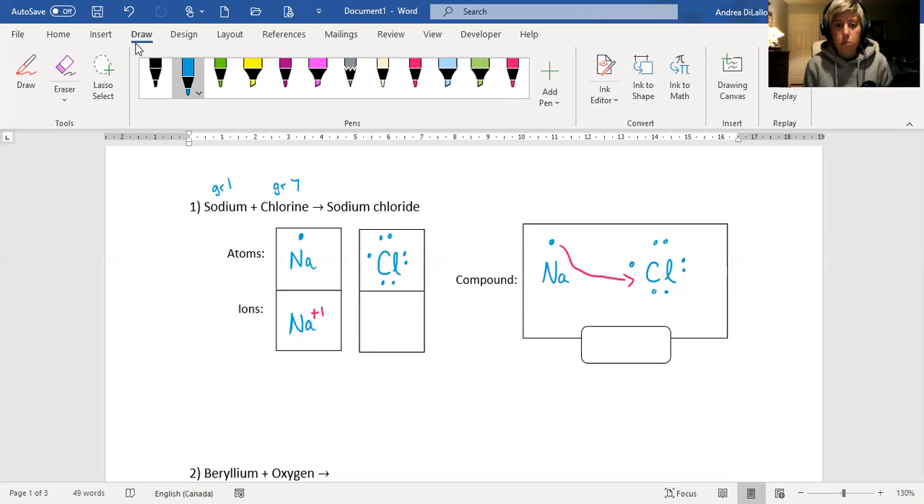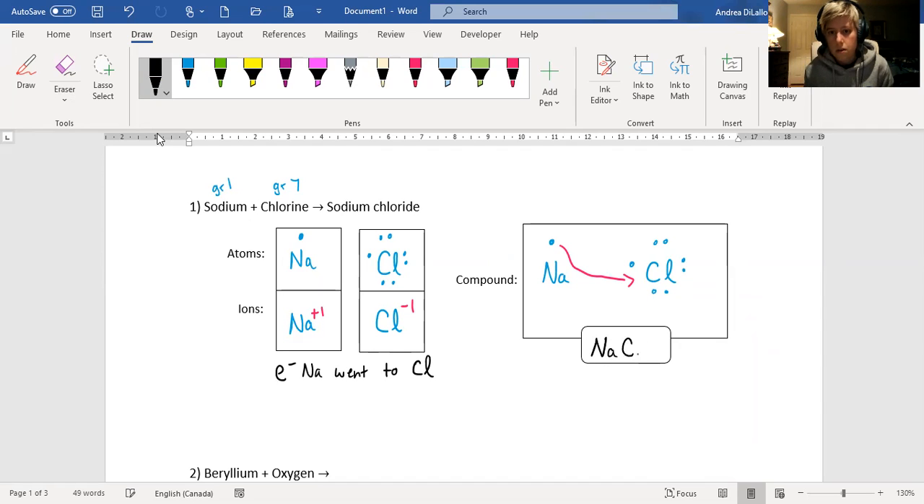The ion that is formed with chlorine would be Cl minus 1, because the electron that left sodium went to chlorine. So if I look at the overall charge of my compound, it is actually neutral, because the electron from sodium went to chlorine. So the compound that is formed is sodium chloride.